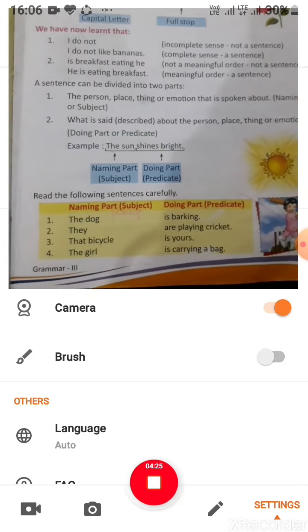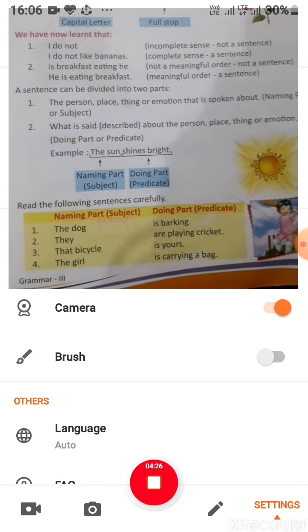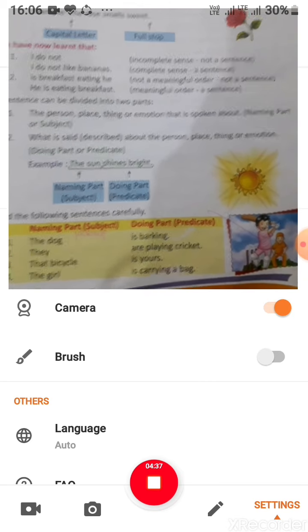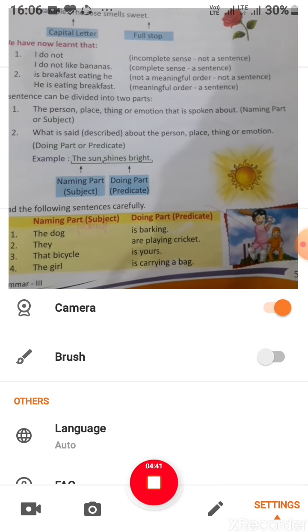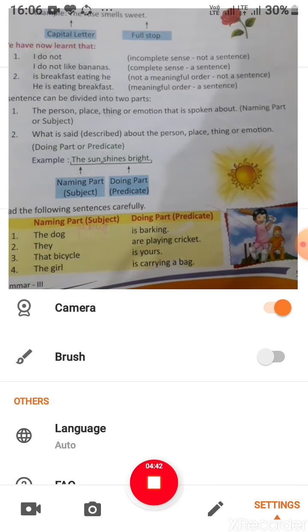See another example. Read the following sentences carefully. The dog is barking. They are playing cricket. That bicycle is yours. The girl is carrying a bag. Here we can easily see the division of subject and predicate.